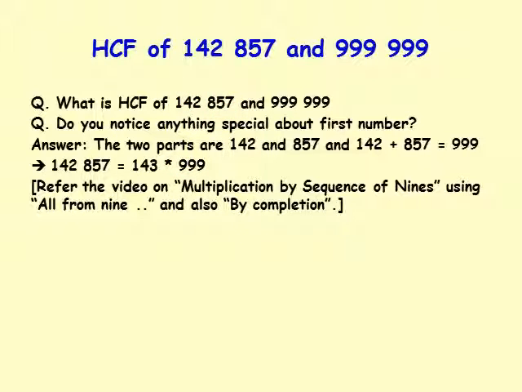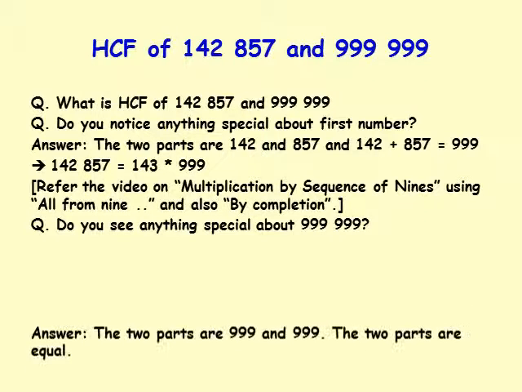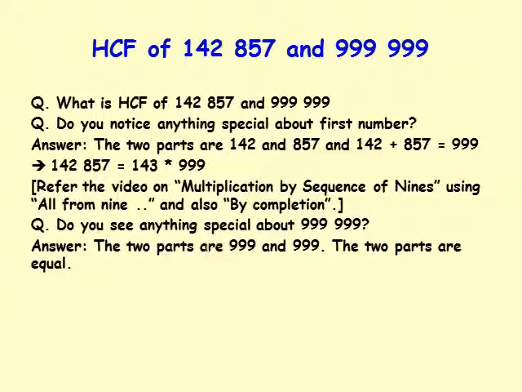Let's look at the second number now. Do you see anything special about this number? 999, 999. Let us continue. And the two parts are equal. 999 and 999, the two parts are equal. Does that tell you anything? How would someone obtain the two equal parts in a number?